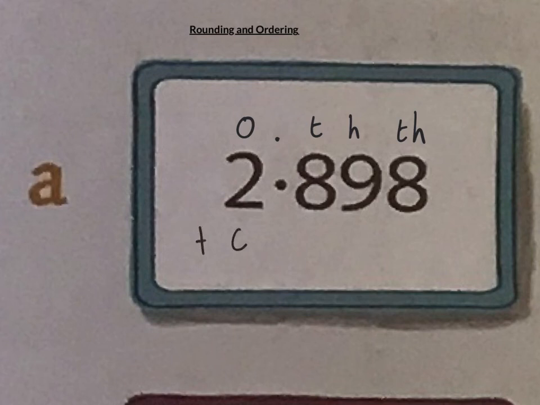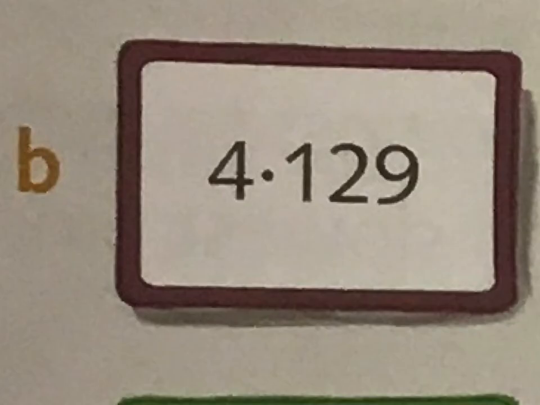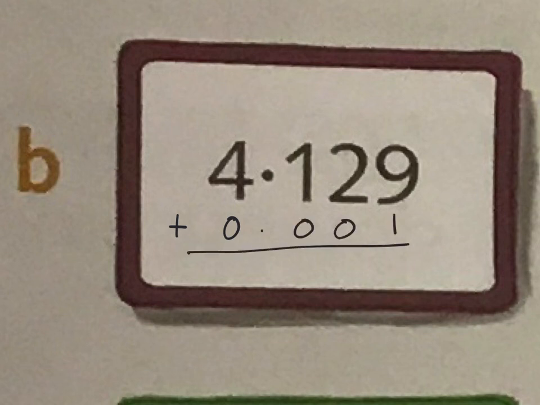So if I add on 1 to that, it becomes 2.899. In B, you can see that in my thousandths column here I already have a 9, which means when I add 1 onto it, it's going to carry over into the next house, which is the hundredths. So just be careful with that. That'll give me 4.130, or simply 4.13.